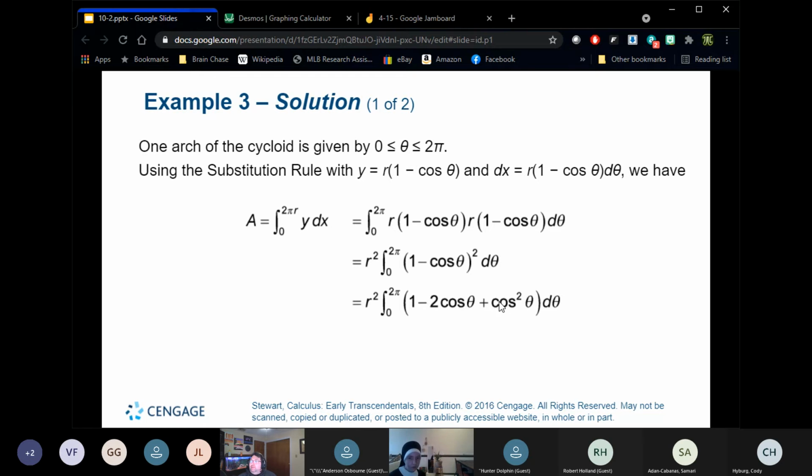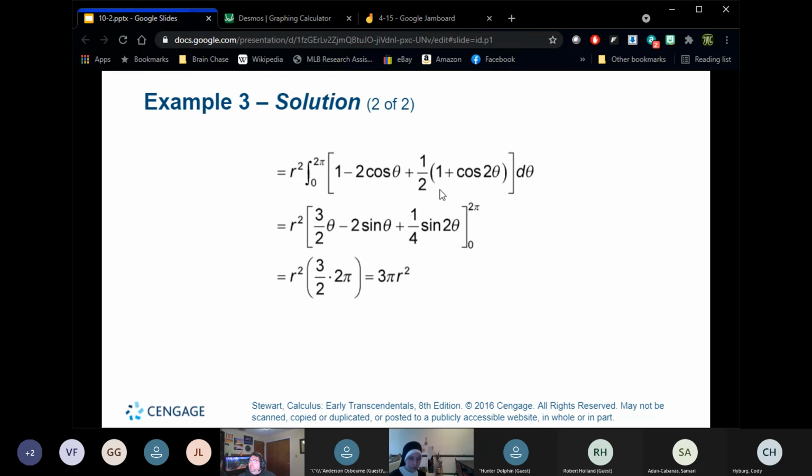All right, when we're looking at the integral, we don't have an integral of cosine squared. So we have to change that. So you have to remember your half angle formulas. So we have 1 minus 2 cosine theta plus 1/2 times 1 plus cosine 2 theta.